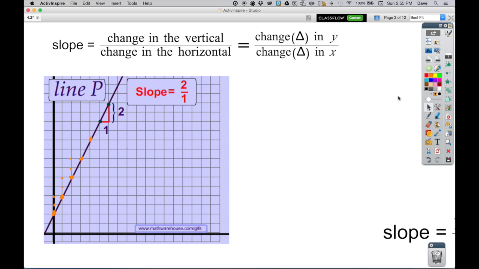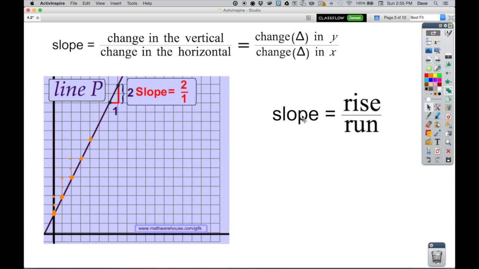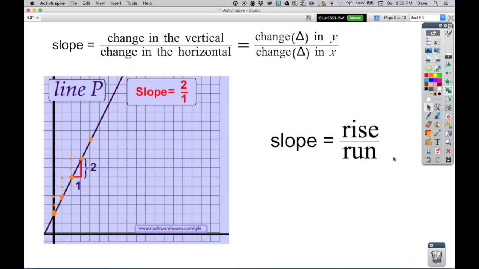Okay, and the most common way you'll see it is like this. This is a lot easier to remember. Slope is a ratio where we compare the rise to the run. In other words, how far do we need to rise and then run to get to the next point? Rise up or down, run across. And so that's how we come up with this idea of slope.